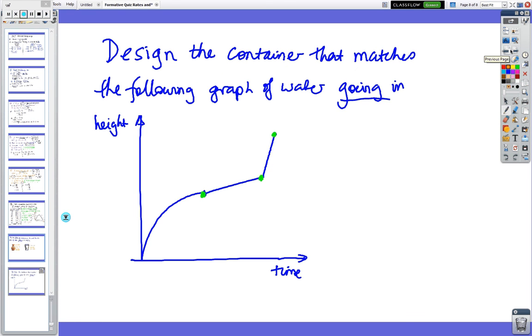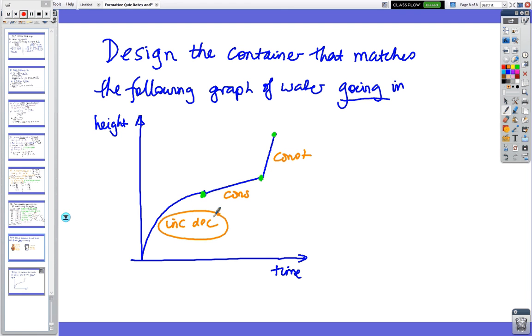Okay, so now we have to design a container that matches the following graph. Okay, so just remember we've got increasing, decreasing, and then constant, and then constant. So see if you can design a vase or a glass or whatever that matches that. Come back when you're ready.